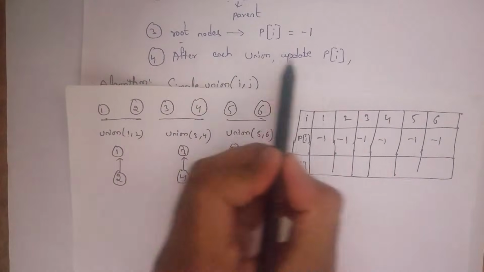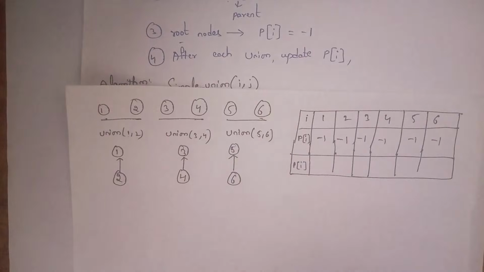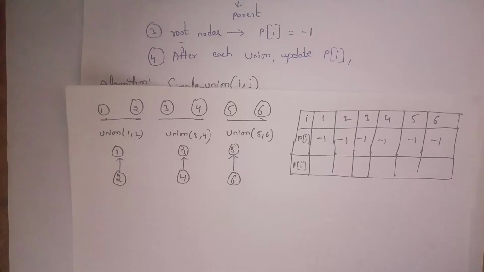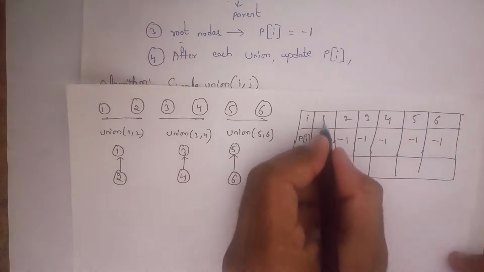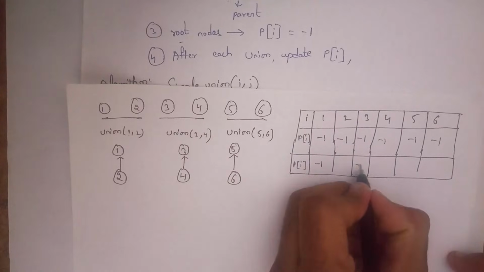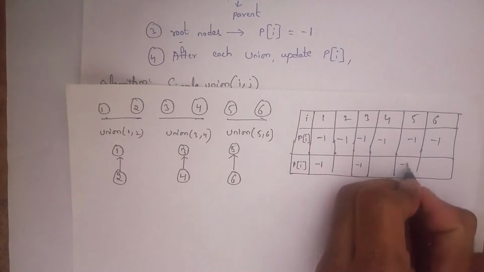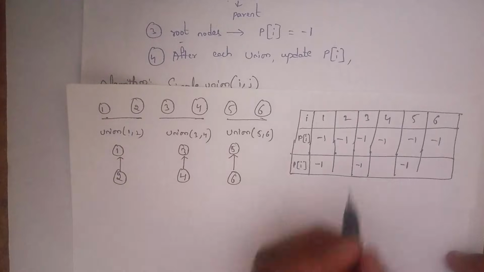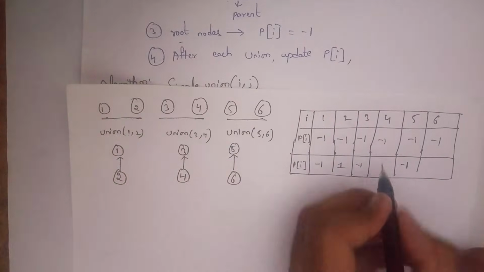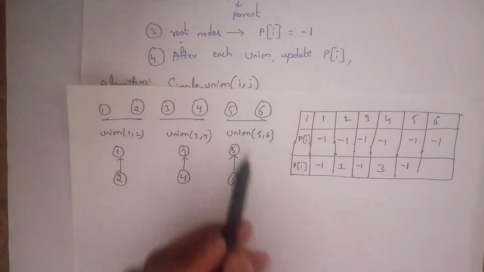After performing union, update P of I, that is, we need to update the parents. What are the root nodes? 1, 3, 5 are the root nodes, so give -1 for root nodes. For 1 give -1, and similarly for 3 give -1, and for 5 give -1. Now 2's parent is 1, and similarly 4's parent is 3 and 6's parent is 5.